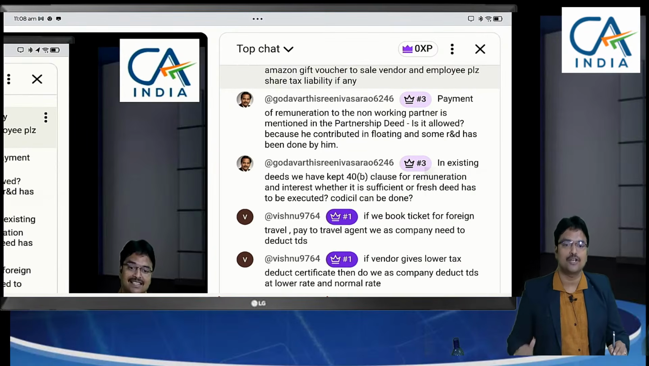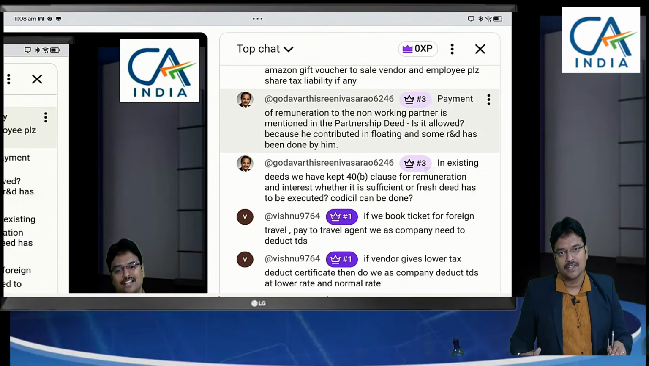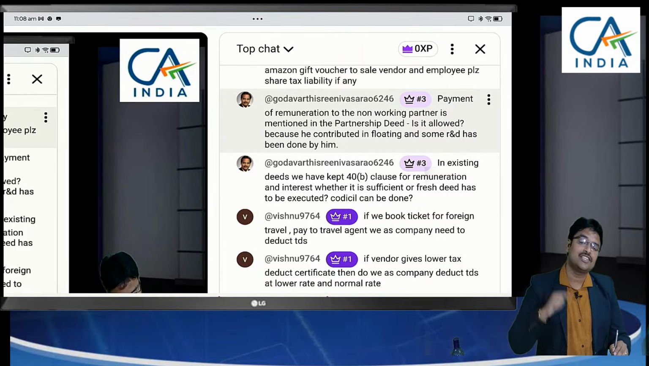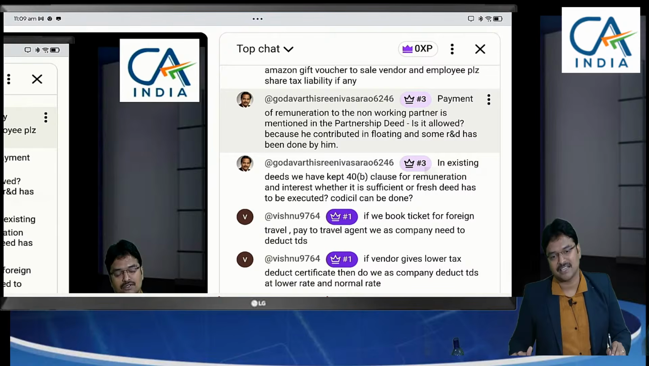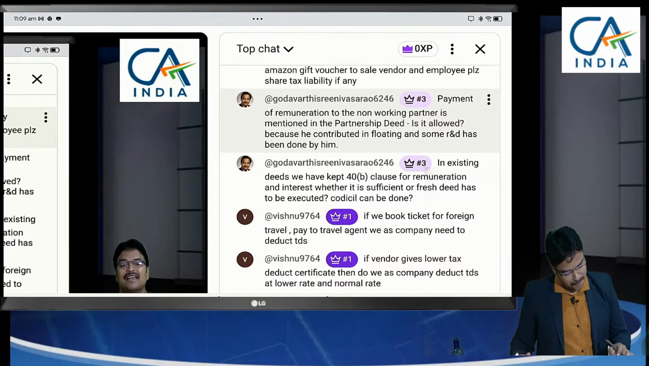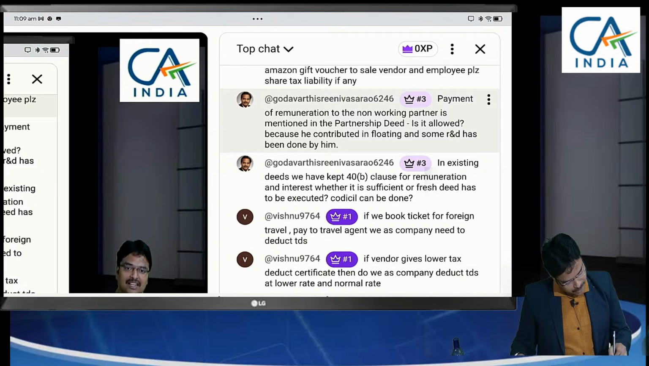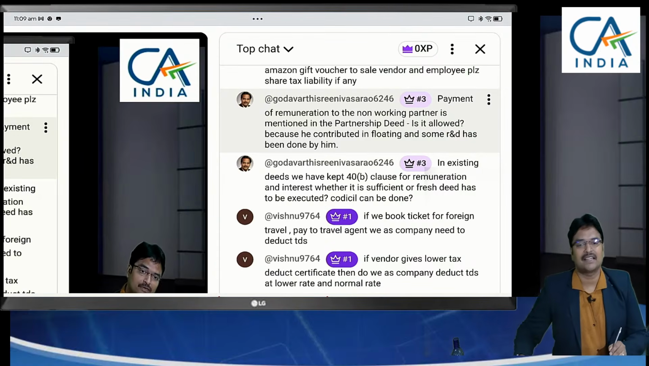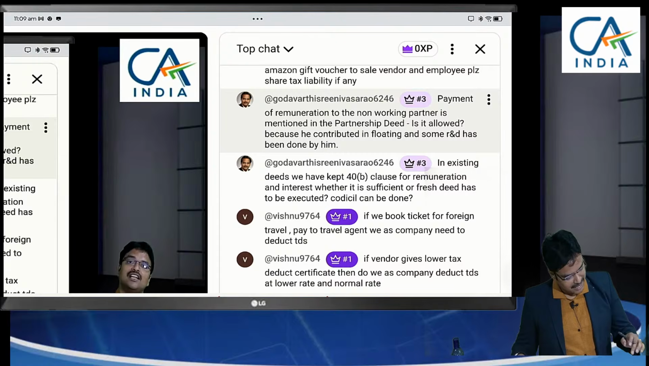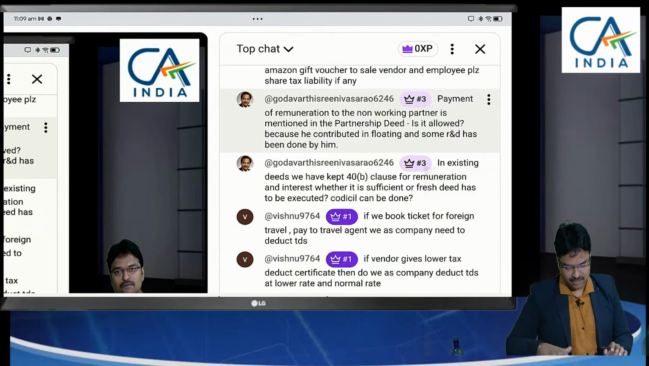Now the section is changed. Section 35 has come now. Even though the section changed, you need not worry. For a new deed which you are executing from 1st April 2026 onwards, the new section has to be presented. For all the old partnership deeds, they need not be amended. Repeal and savings. If we book a ticket for foreign travel and pay the travel agent, as a company do we need to deduct TDS? Yes, 194C. Each payment above 30,000, aggregate 1 lakh, you need to deduct TDS.